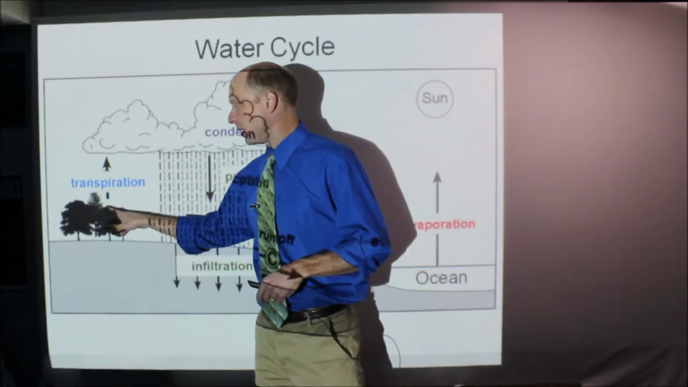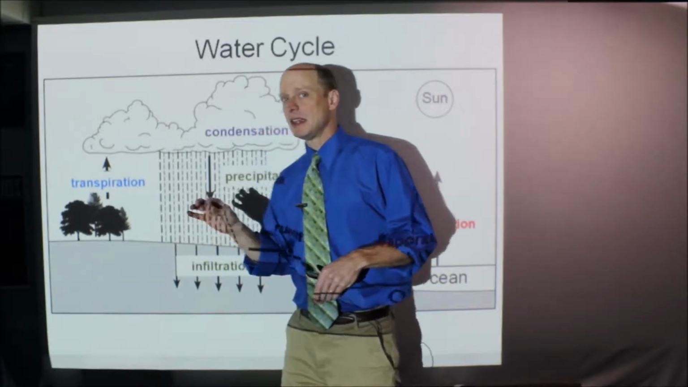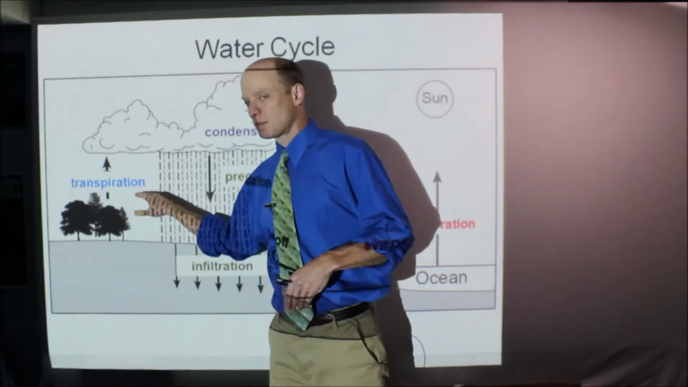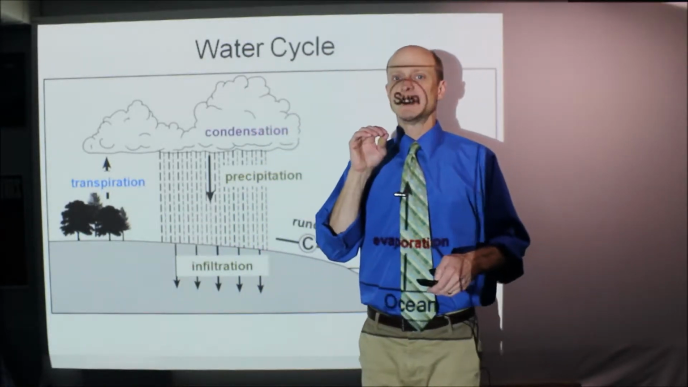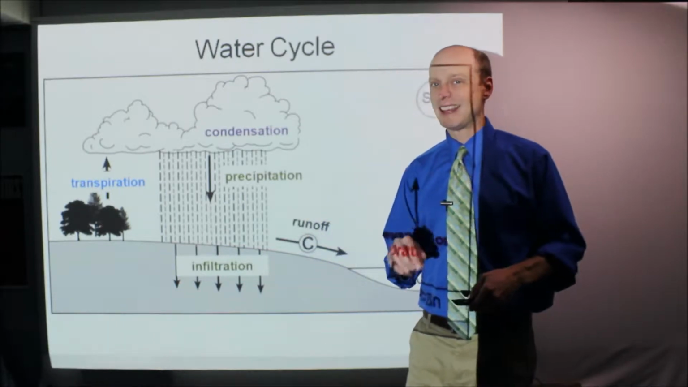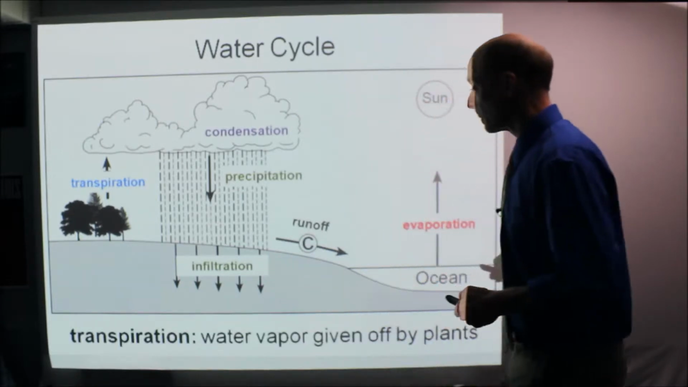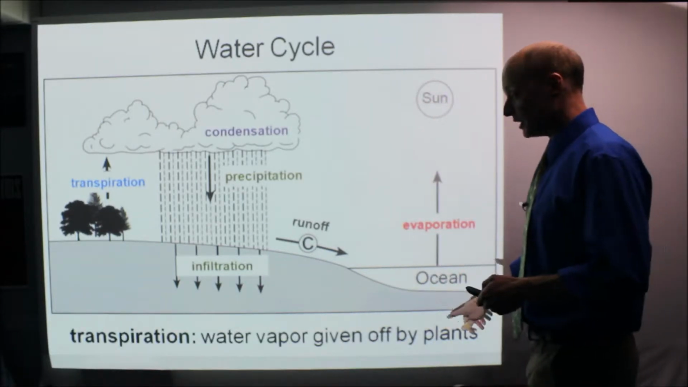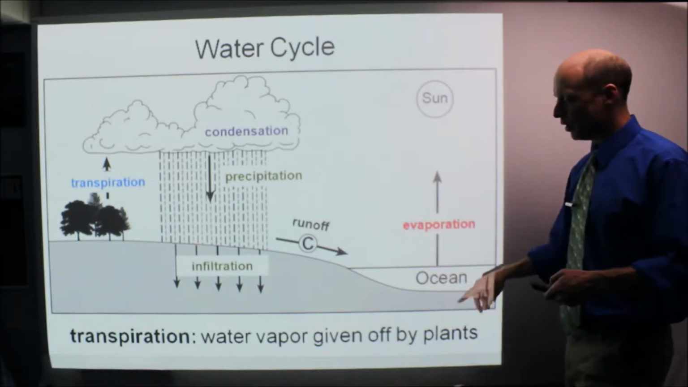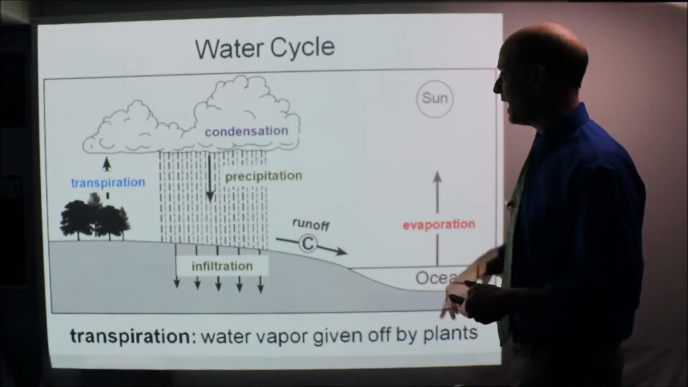The other process here that is not obvious to people is transpiration. Transpiration is water vapor given off by plant life. Plants, trees, grasses, know that. Transpiration. As I noted here, because that comes up a lot, that word, transpiration, water vapor given off by plant life.